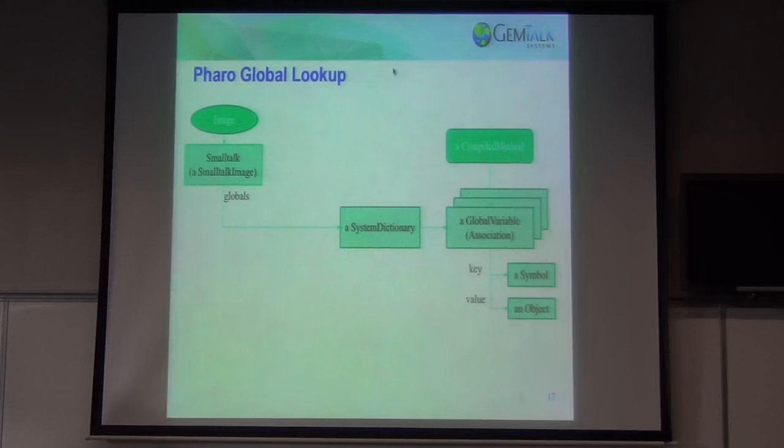It has globals, there's a system dictionary that is your dictionary of key value. And with that, we have associations that bind symbols to objects. So in Pharo and many Smalltalks, you can only have one key for each name, one object per name.